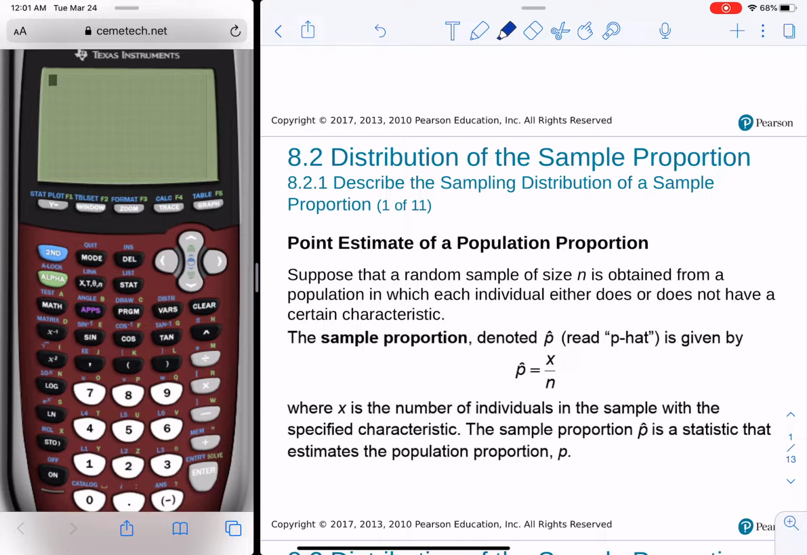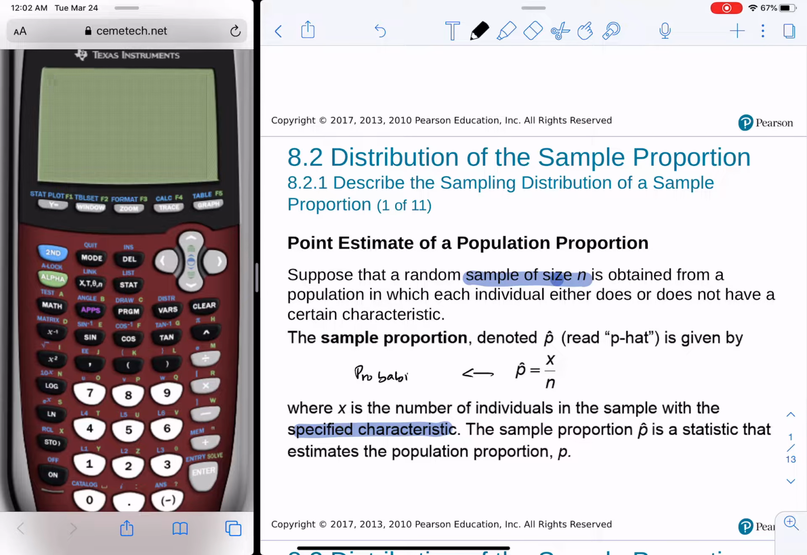Suppose we have a sample of size n, and we have x, which is the number of individuals or number of outcomes that pertain to a specific event or a specific characteristic. Then the sample proportion is denoted by p hat, which is simply x over n. So this is pretty much the definition of probability.